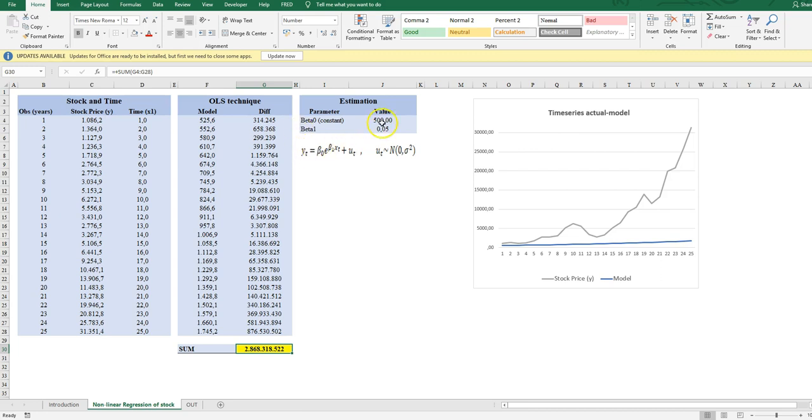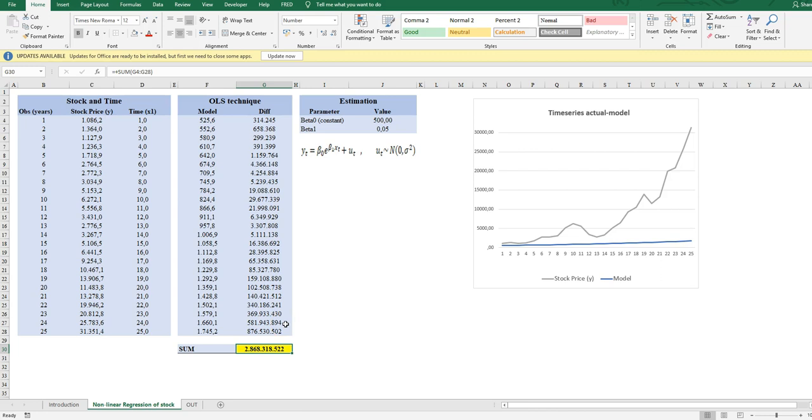We minimize the expression by changing the estimates in the model. So the idea now is to use an algorithm, the Solver algorithm in Excel, that gradually changes these values until it finds the lowest possible value. The lowest possible value is the value associated with the best model, as the distance between the stock price and the model's predicted price is the lowest on average.